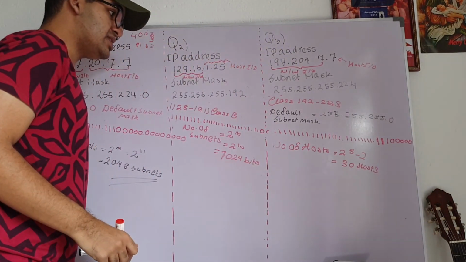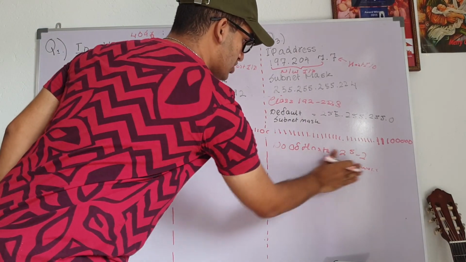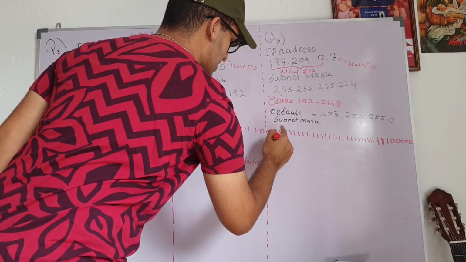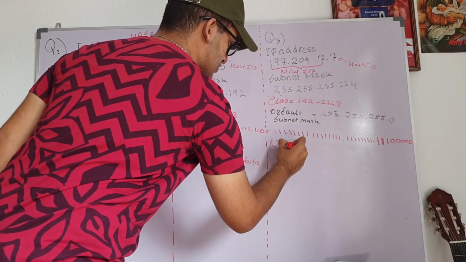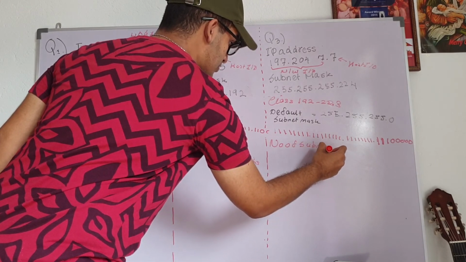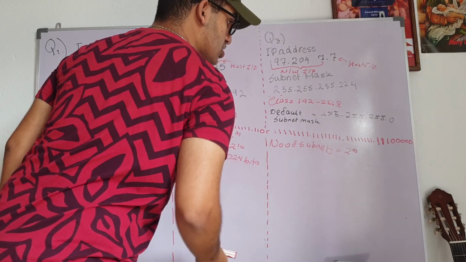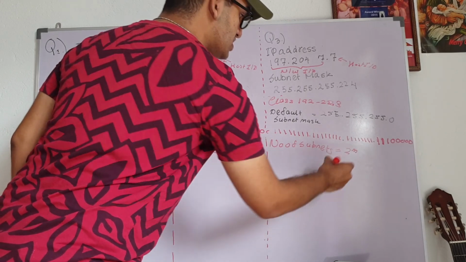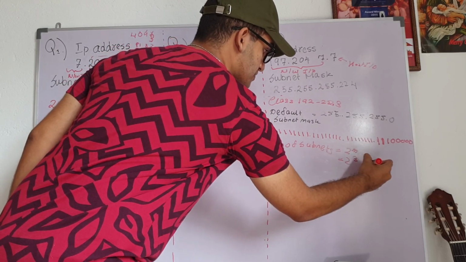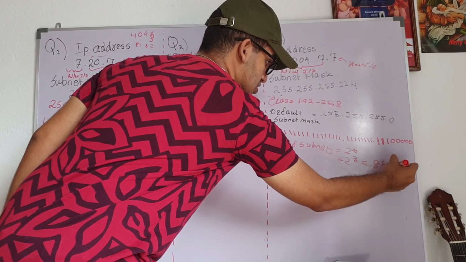So now that we know it's 30 hosts, we are going to find the number of subnets. The number of subnets is going to be 2 to the power n. 2 to the power 3 is going to be 8 subnets.